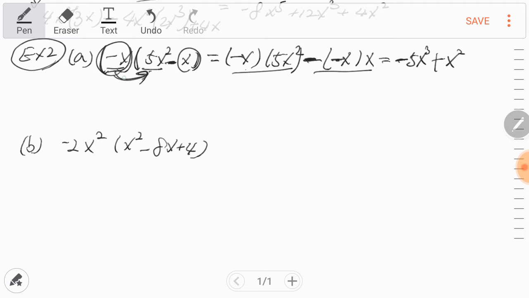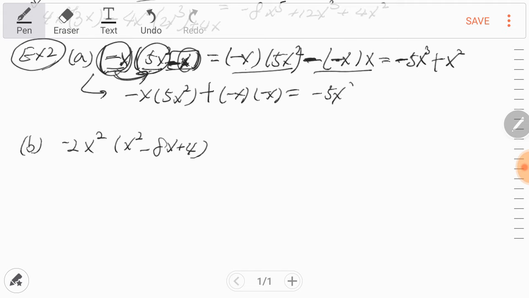Or you can do it this way. Multiply 5x squared by negative x, so negative x times 5x squared. And then next, I'm going to multiply the whole term, minus x, which can be written as negative x. So multiply this negative x by negative x, so plus negative x times negative x. Then negative 5x cubed. And negative x times negative x is positive, so plus x squared.